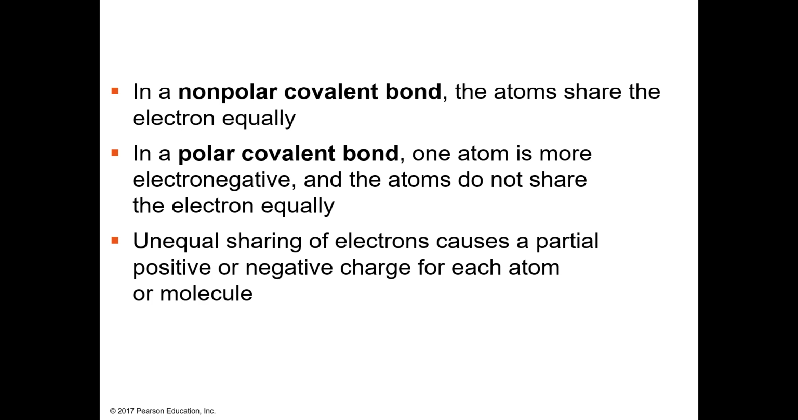In a polar covalent bond, one atom is more electronegative and the atoms do not share the electrons equally. Unequal sharing of electrons causes a partial positive or negative charge for each atom or molecule. So let me talk a little bit about polar and nonpolar. Polar means it's kind of like a battery where you have a plus end and a minus end. Okay, you have a slightly different charge on each end.